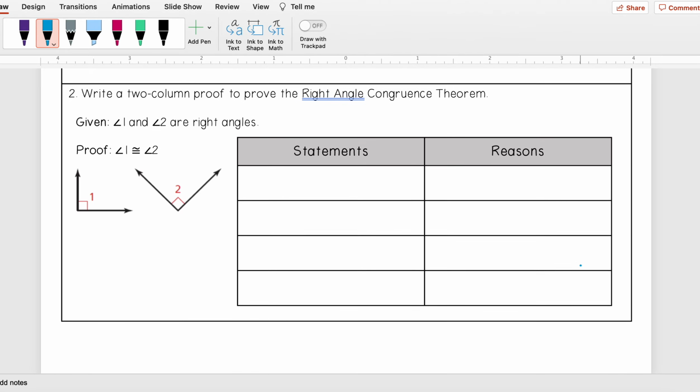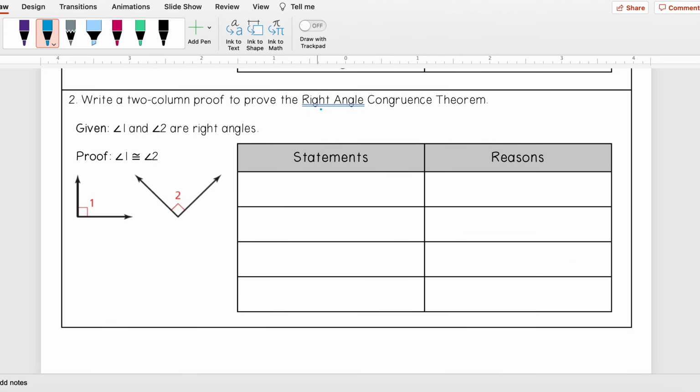Okay, now let's write a two-column proof to prove the right angle congruence theorem. Because remember, with theorems, we have to prove it before we can use it as a reason in later proofs. So in later proofs, you don't have to go through all of these steps. We'll be able to just say, if angle 1 and angle 2 are right angles, then they're congruent. But let's go ahead and actually prove that first.